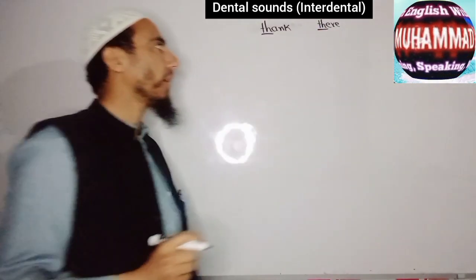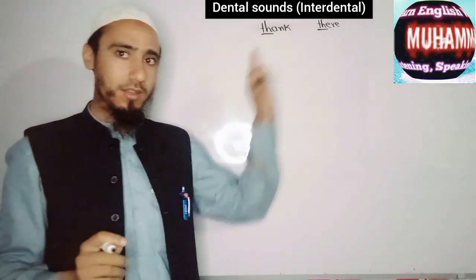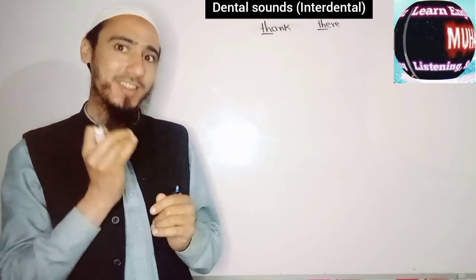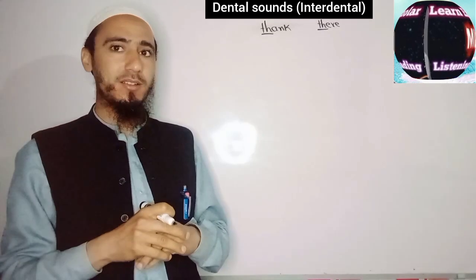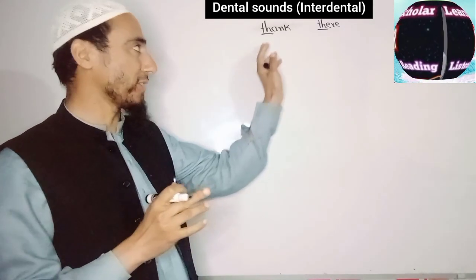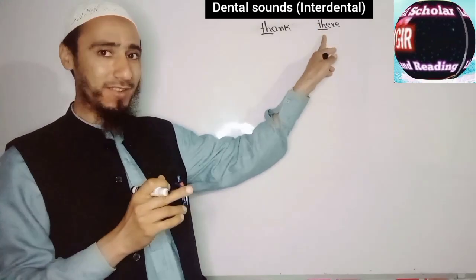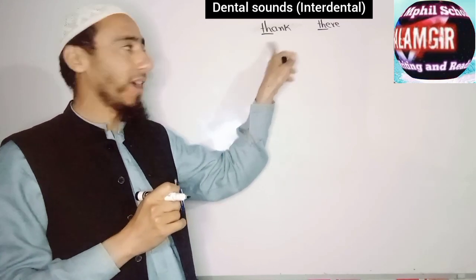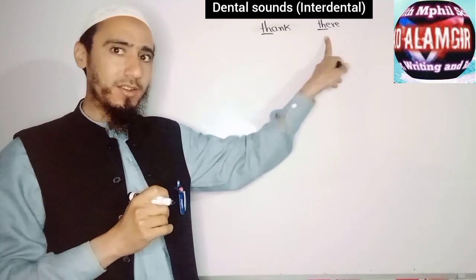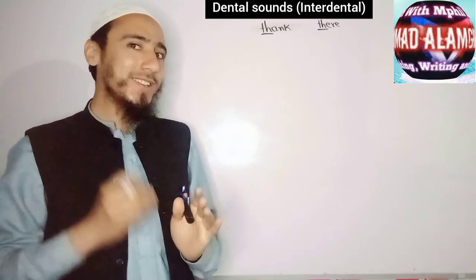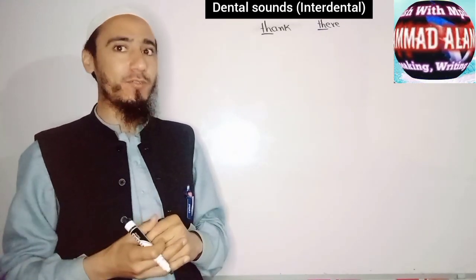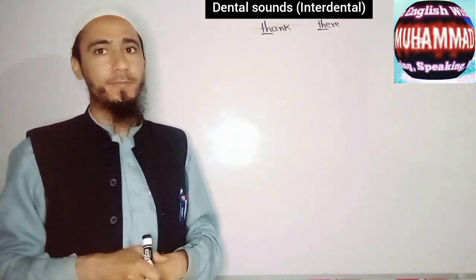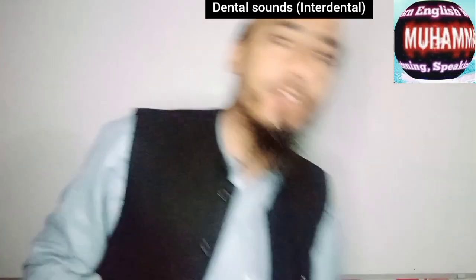And this one, here it is the sound. This sound is produced with the tip of our tongue behind the upper front teeth. And the main difference between this sound and that sound is that this sound is voiceless and this sound is voiced. A voiced sound is a sound which is produced with vibration in our vocal cords, while a voiceless sound is produced without vibration in our vocal cords. So keep this one important point in your mind.